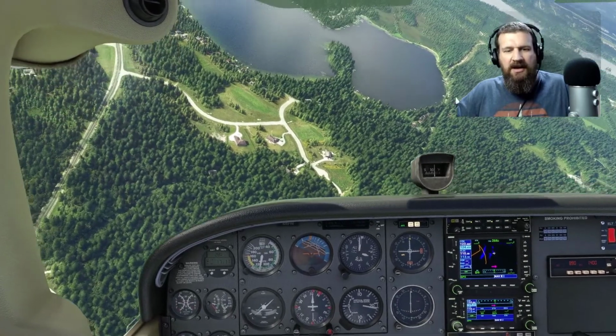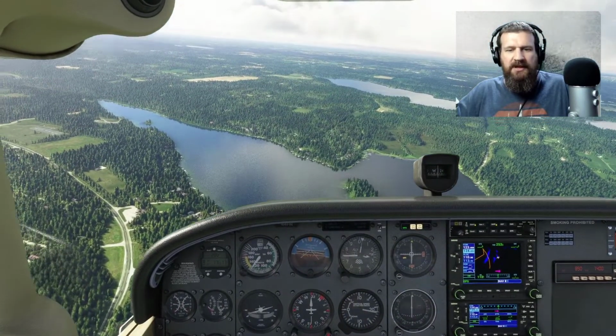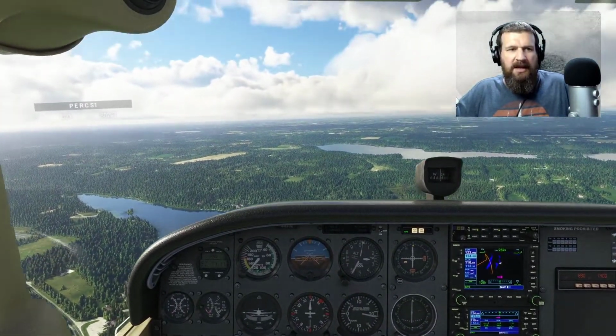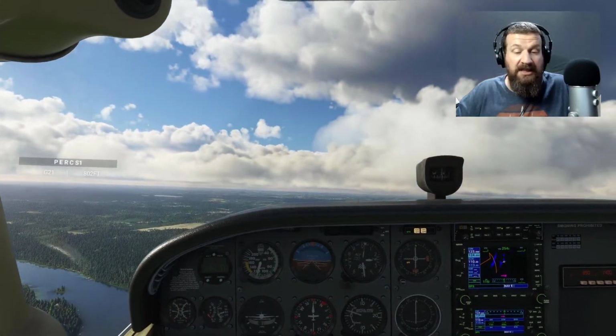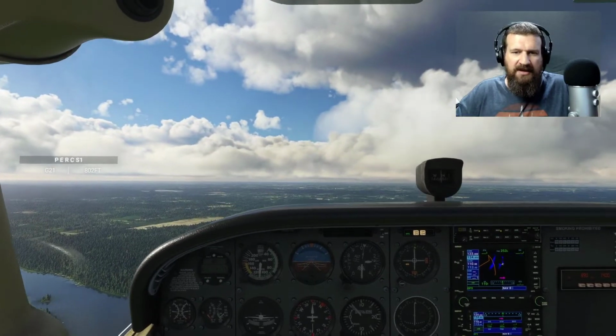I'm going to back the throttle off so we don't overspeed the airplane. We're going to add opposite rudder, so this time we broke to the left, so we're going to add right rudder to correct that.